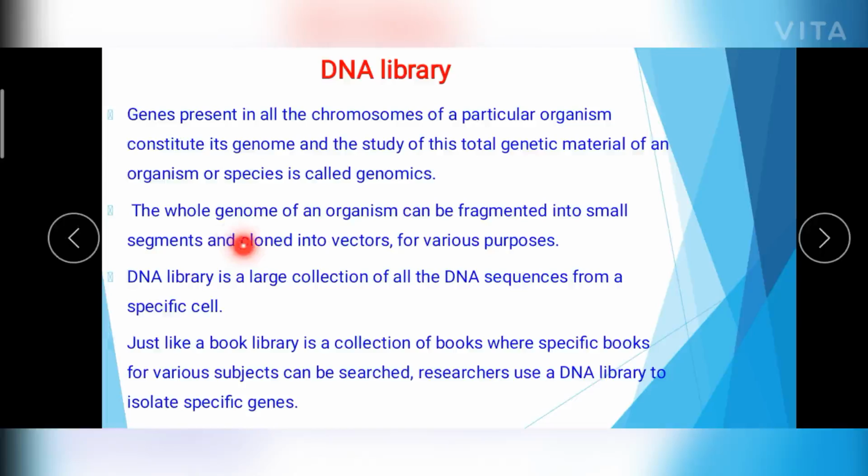If the whole genome of an organism is fragmented into small pieces and cloned in vectors, that collection of all the fragments is called a DNA library, and this is used for various purposes. A DNA library is the collection of all the DNA fragments of a particular genome belonging to a specific cell. You know that a book library is a collection of books where specific books for various subjects can be searched. In the same way, researchers use this DNA library to isolate specific genes.